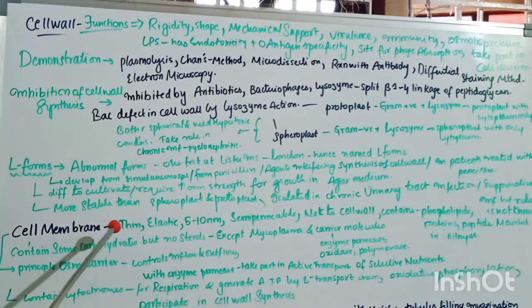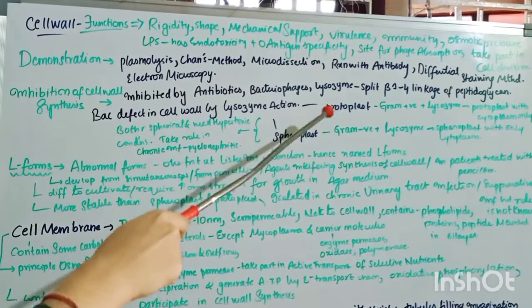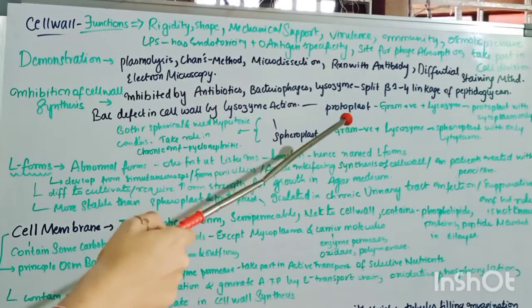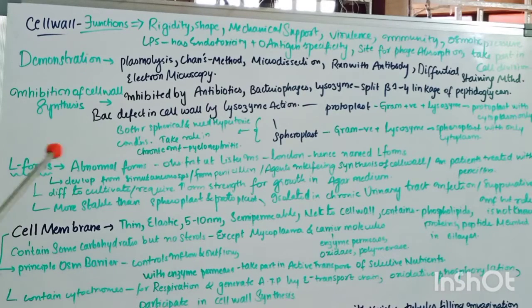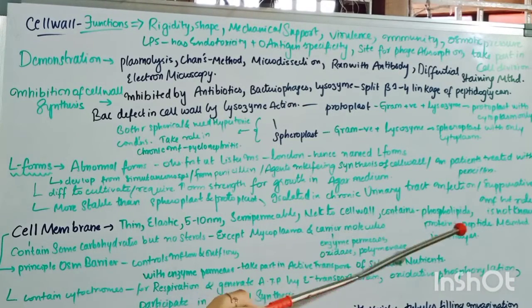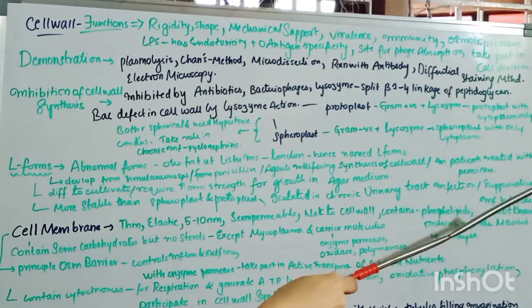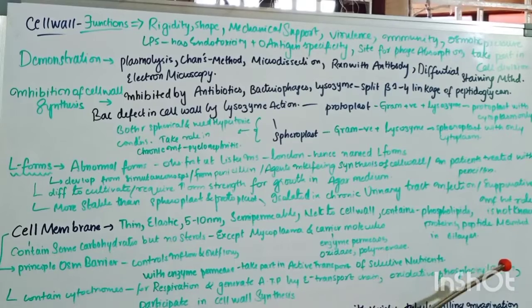And they are more stable than the spheroplast and the protoplast. Even the spheroplast and the protoplast are abnormal forms because they don't have a cell wall, and these L forms are also abnormal, but they are more stable when compared to the spheroplast and the protoplast. They are isolated in chronic urinary tract infections or in suppurative infections, but the role is not known clearly till now.